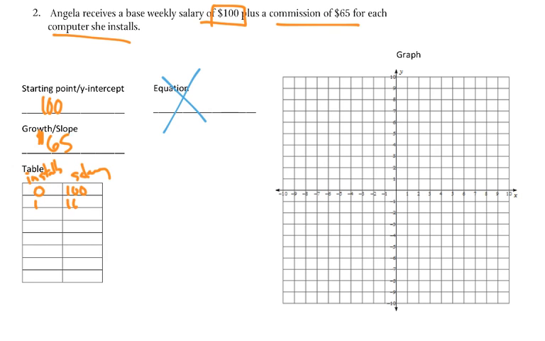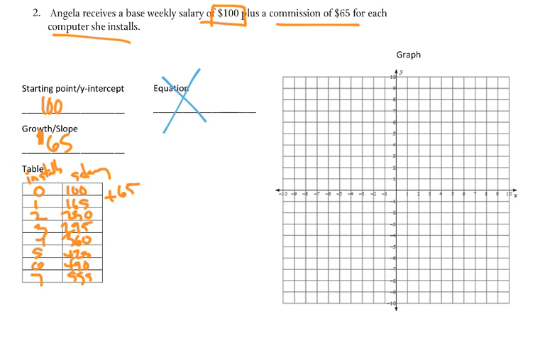So if she works but doesn't get anything done, she gets 100. If she installs 1, 165, we're adding 65 each time, right? 2 would be 230. Yep. Then another 65 would be 295. So 4 installs would give us 360. Another install, 425. Another install, 490, and then finally 555. Okay, now this one's going to be a bit trickier to graph, isn't it?